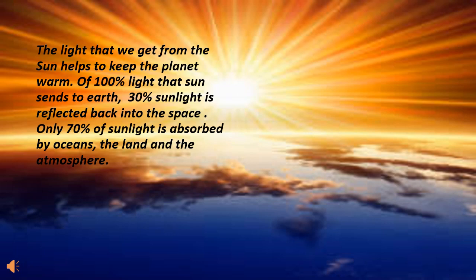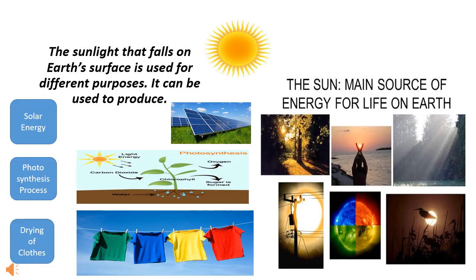Of 100% light that the sun sends to Earth, 30% of sunlight is reflected back into space. Only 70% of sunlight is absorbed by oceans, the land and the atmosphere. The sunlight that falls on Earth's surface is used for different purposes. It can be used to produce solar energy, for the photosynthesis process, and for drying of clothes. The sun is the main source of energy for all life on Earth.